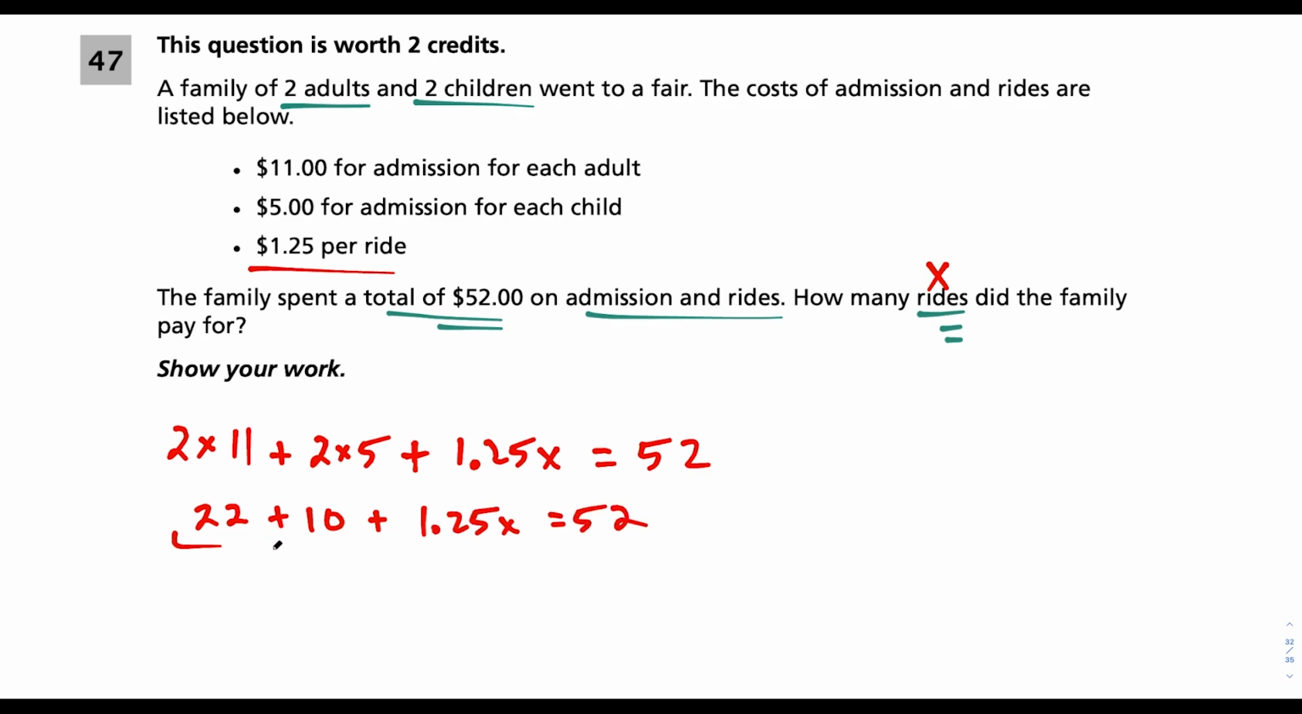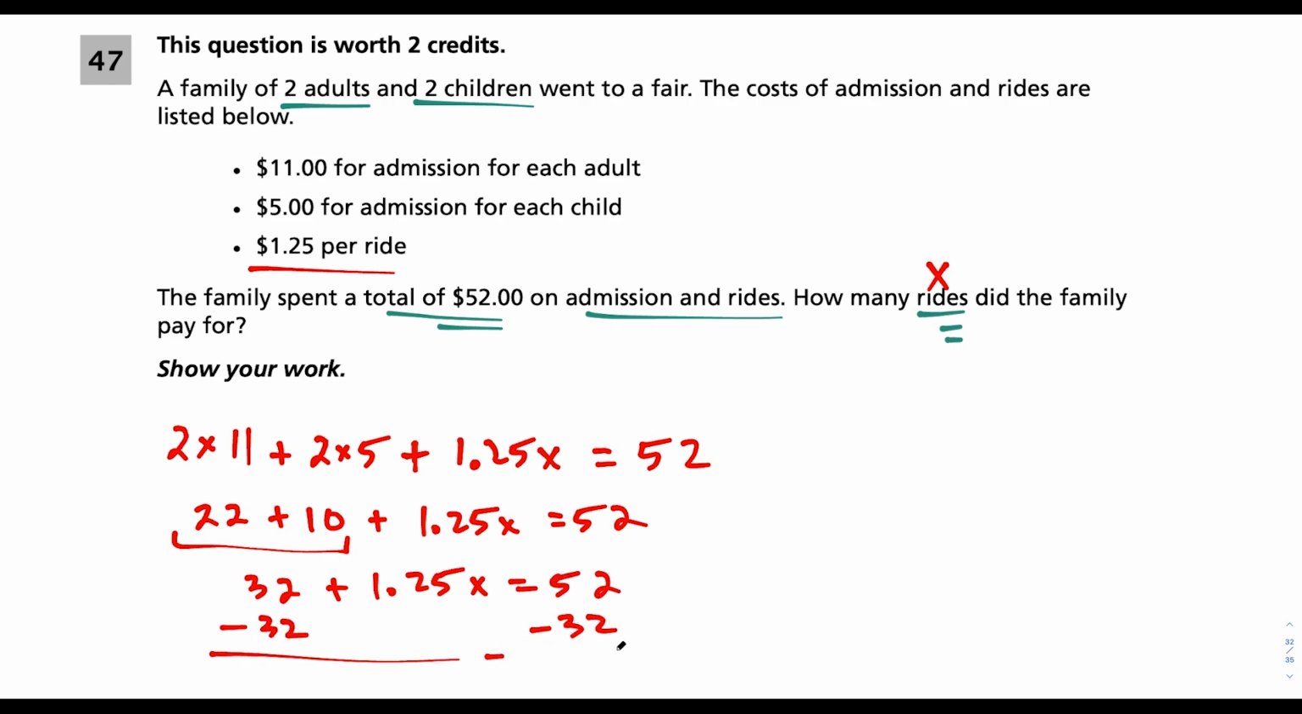So now we could just combine like terms. We have 22 plus 10 is 32, and then we just tack on our 1.25x, and this is equal to 52. So now just subtract 32 on both sides, and that's going to get the x term by itself. So we have minus 32 plus 32 canceling out. And now I'm going to write the results over here. We're going to have 1.25x equals, and 52 minus 32 is 20.